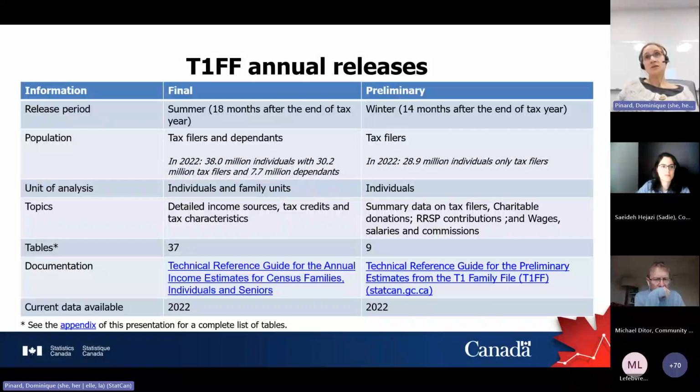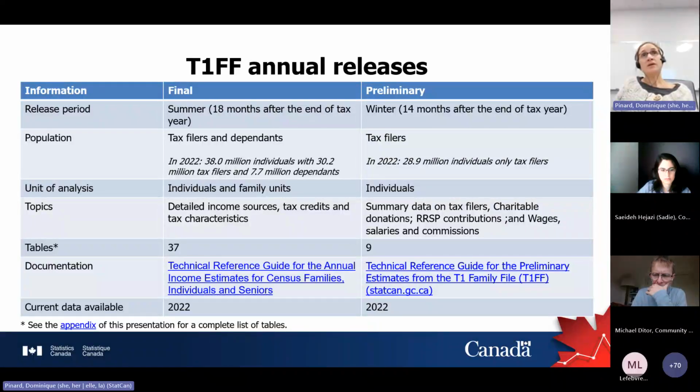This release includes 9 tables. If you're interested in more details about that release, I would refer you to the technical reference guide for the preliminary estimate from the T1 family file. The presentation will be shared, and the link is included in that presentation. The most recent data available is 2022. We're planning on releasing 2023 this winter, then 2024, 2025.